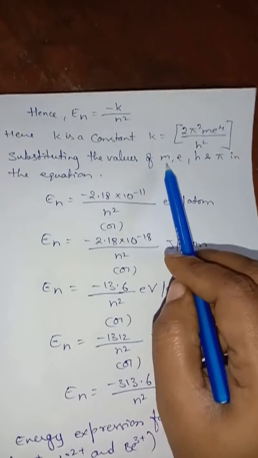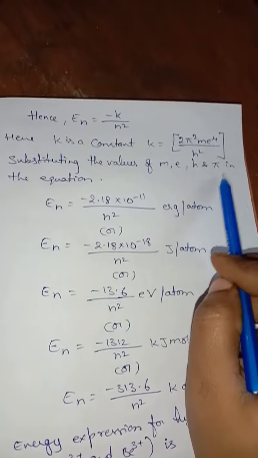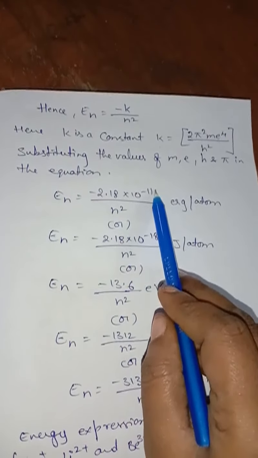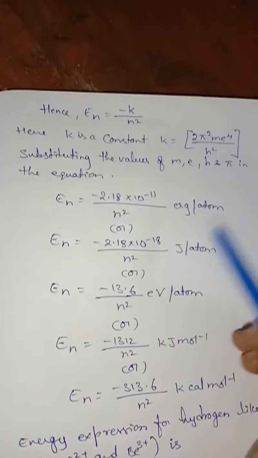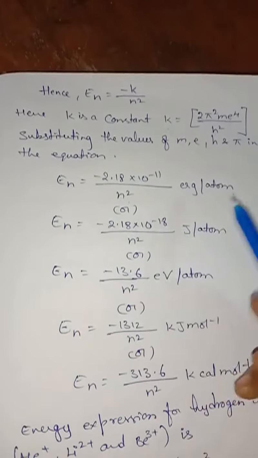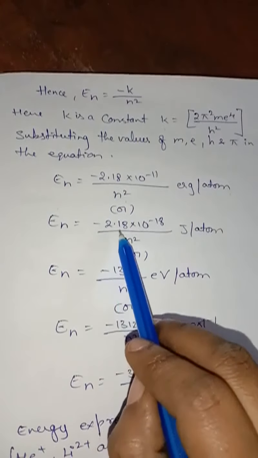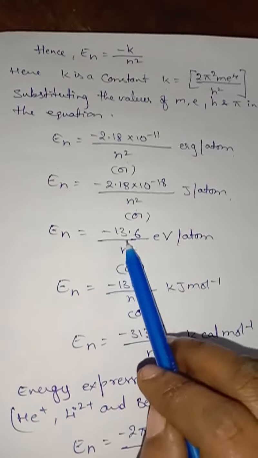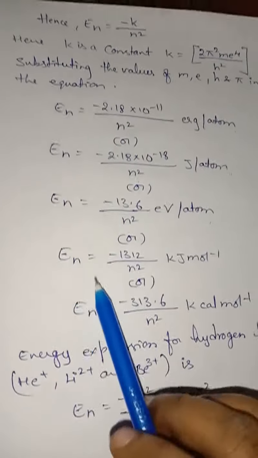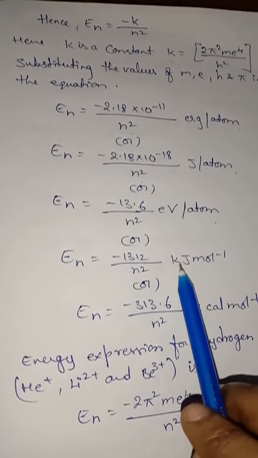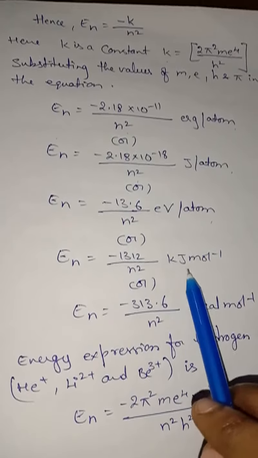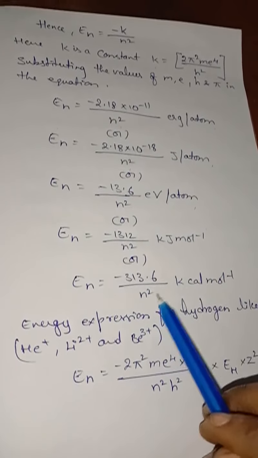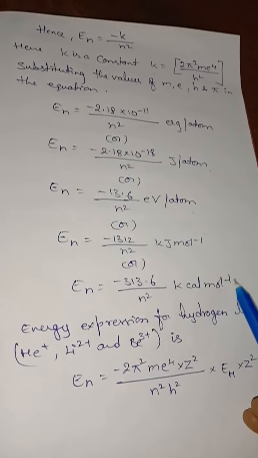So substituting the values of mass of electron, Planck's constant and pi value in the equation, we are going to get the value En equal to minus 2.18 into 10 to the power minus 11 by n square erg per atom, or it can be expressed in terms of joules, that is En equal to minus 2.18 into 10 to the power minus 18 by n square joule per atom, or still you can simplify En equal to minus 13.6 by n square electron volts per atom, or En equal to minus 1312 by n square kilojoules per mole, or kilojoules mole inverse, or it can also be written as En equal to minus 313.6 by n square kilocalories mole inverse. Understand, children?